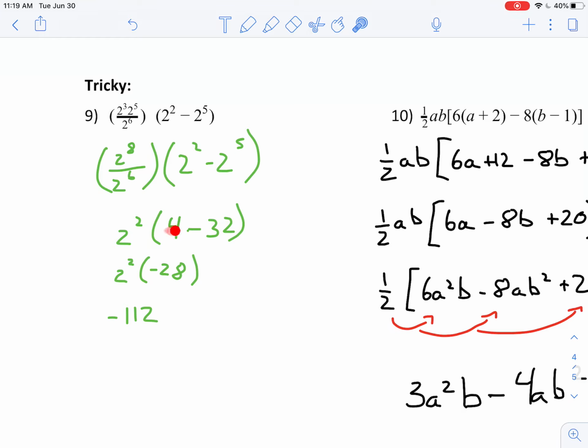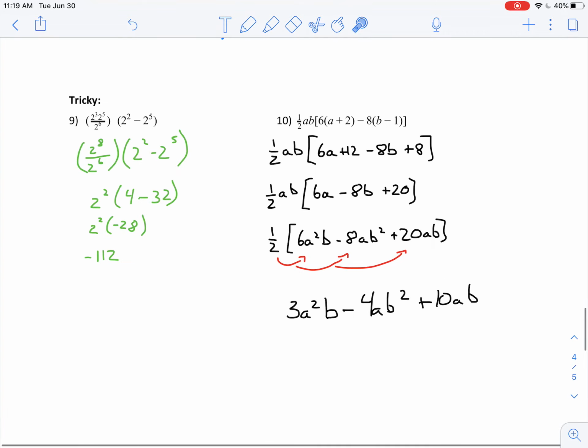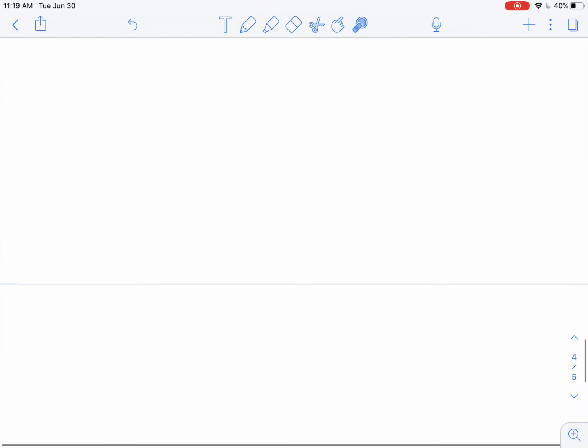I go ahead and perform the math inside the brackets because I have to do that first before doing anything outside of it. 4 minus 32 is negative 28, times 4 would be negative 112. The last one we're going to do here, I think it's the last one. Yep, last one.